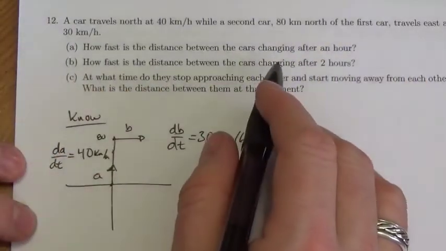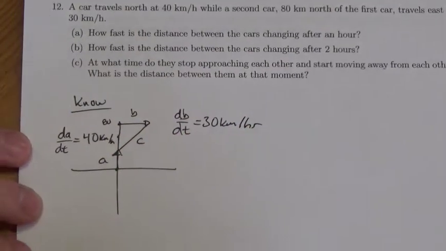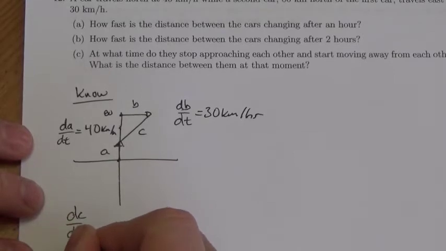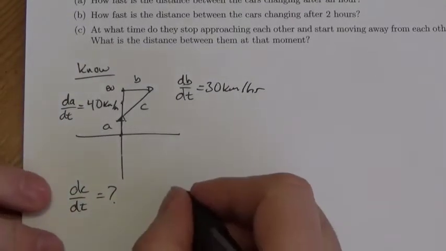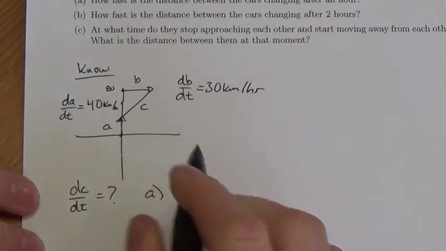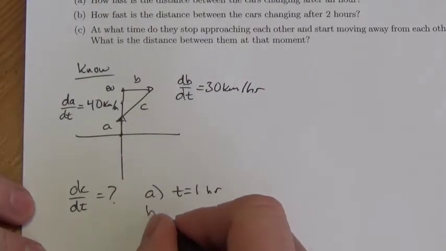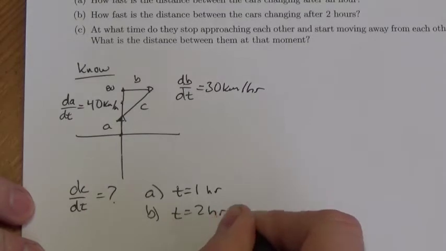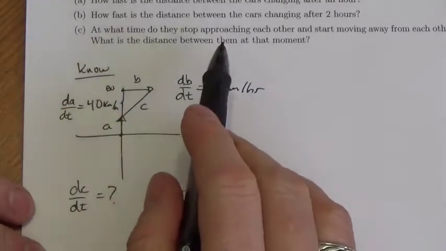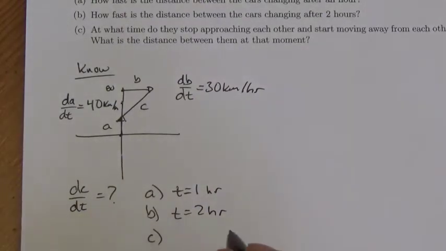Now, how fast is the distance between the cars changing after 1 hour? So we're looking for this distance right here. We'll call that C, so I am looking for dC by dt. Don't know what that is. In the first scenario, the other bit of information I know is that time is equal to 1 hour. B is how fast is the distance between the cars changing after 2 hours. And C, at what time do they stop approaching each other and start moving away from each other? Well, that's an interesting question.